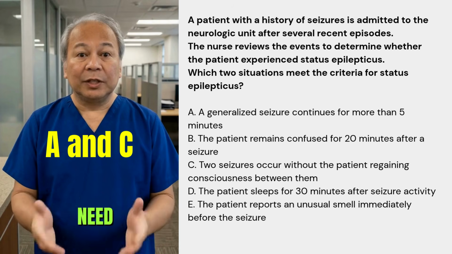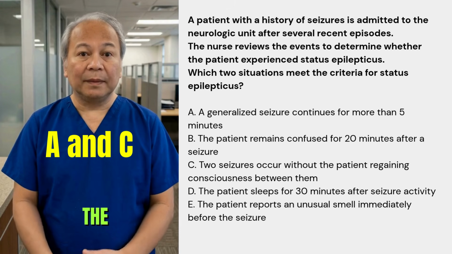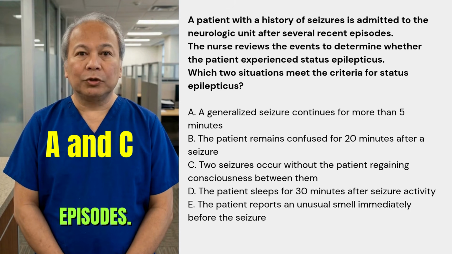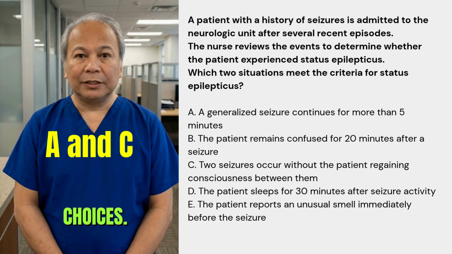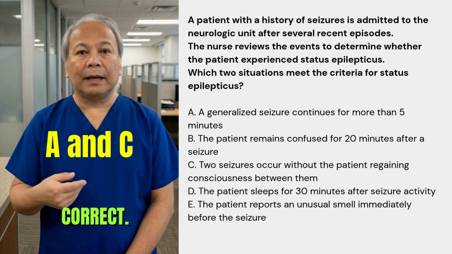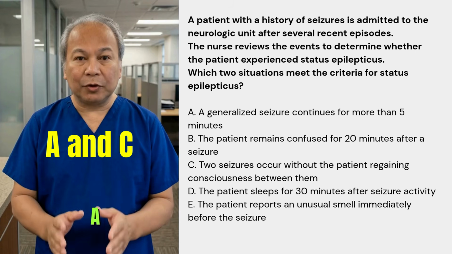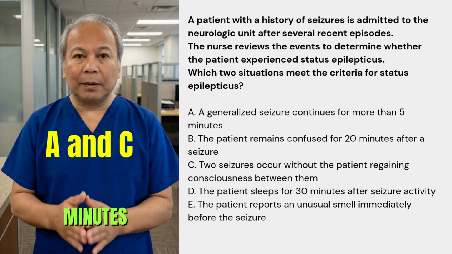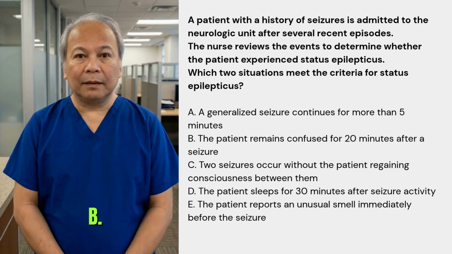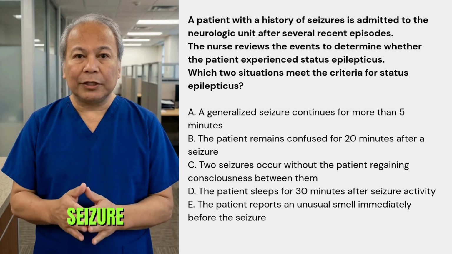There are two patterns you need to recognize. The first is a seizure lasting 5 minutes or longer. The second is repeated seizures without recovery of consciousness between episodes. Let's go through the choices. A. A generalized seizure continues for more than 5 minutes. Correct. This meets the definition of status epilepticus. Do not wait for a seizure to continue for 20 or 30 minutes before recognizing the emergency. 5 minutes matters.